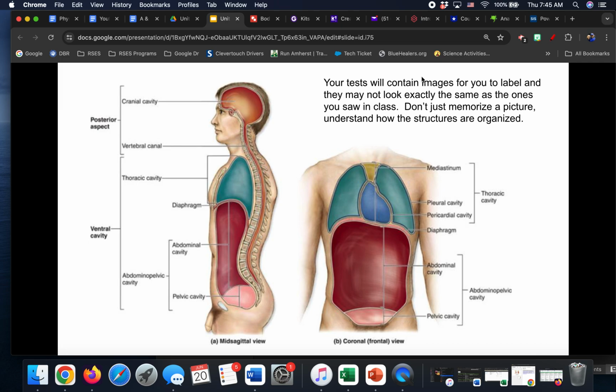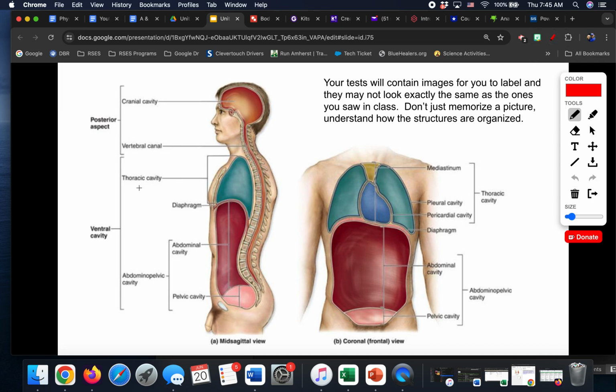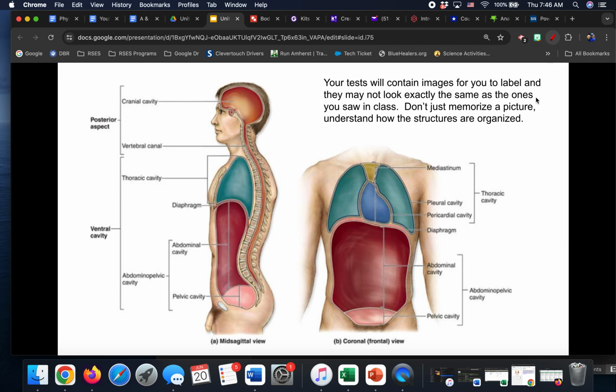Notice in this picture, here's a good example of what I'm talking about. We have the thoracic cavity, the chest. We have the abdominal cavity. What separates them? The diaphragm. So whatever picture you're looking at, if you remember thoracic, chest, diaphragm will be in between, and then your abdominal cavity. So the order is what's most important. But like always, we will practice a ton before you're expected to know this on a quiz or test.